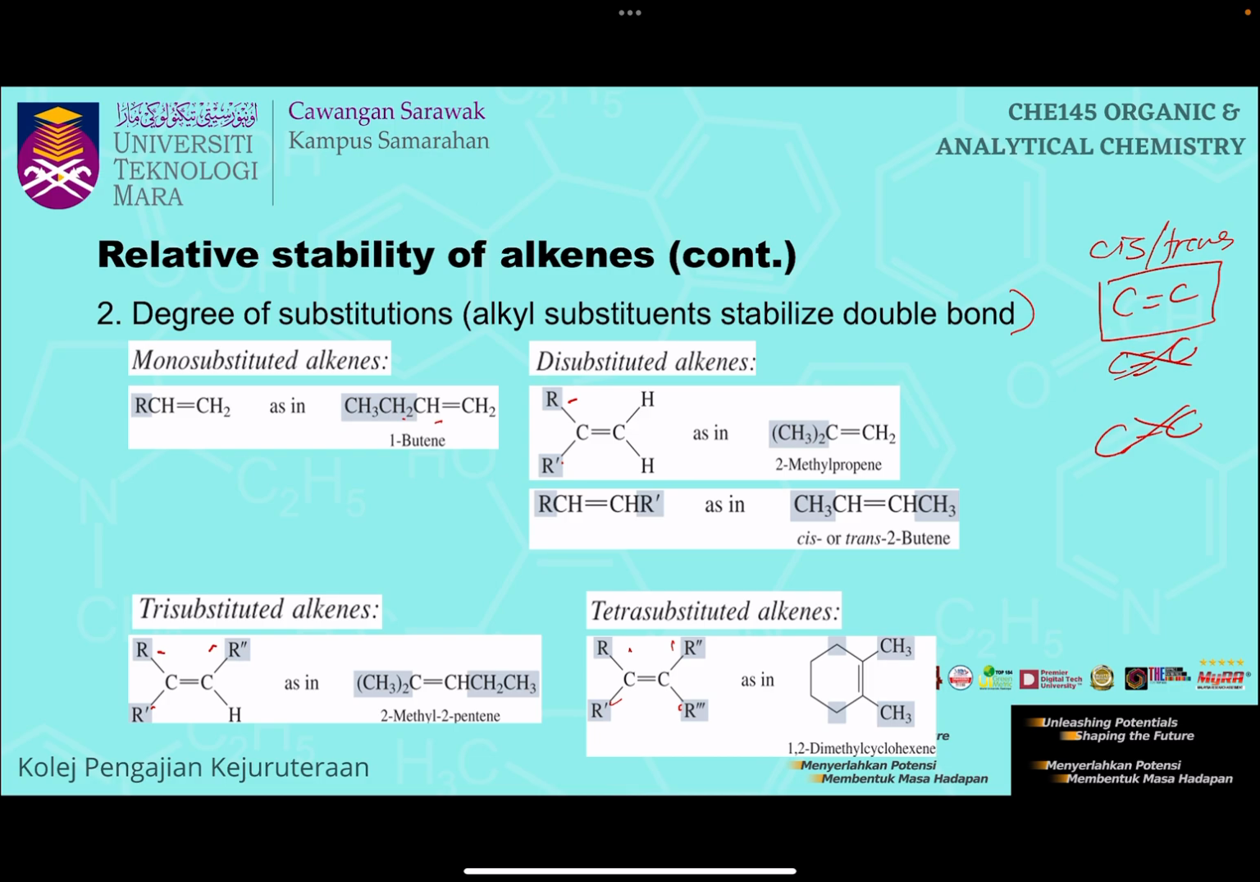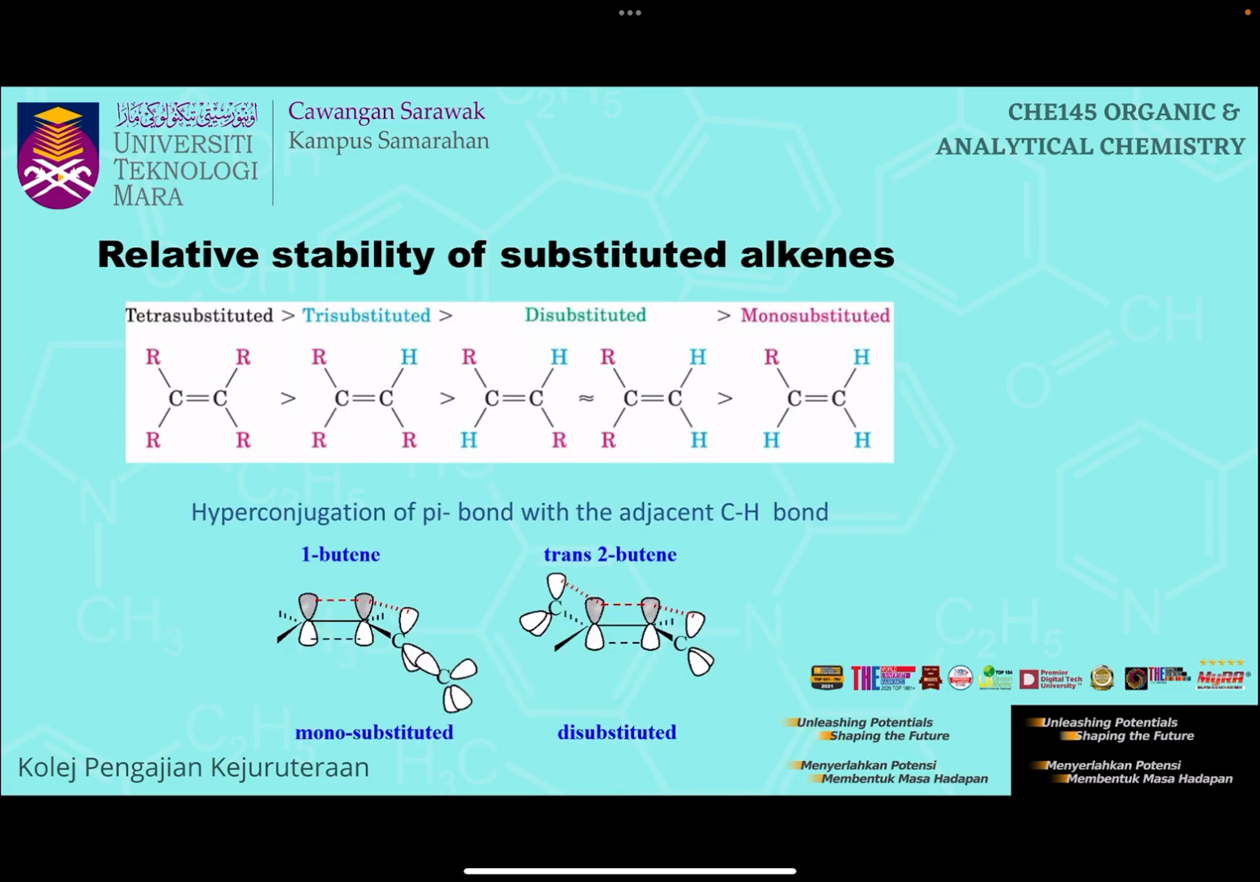Okay, so the more substitution, the more stable it becomes. Okay, so this will be more stable than this. This will be more stable than this. This will be more stable than mono substituted. Okay. So for the relative stability of substituted alkenes, you refer to this.